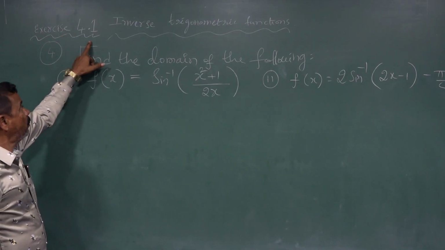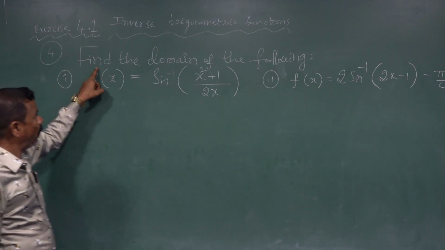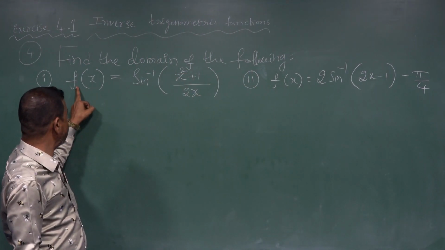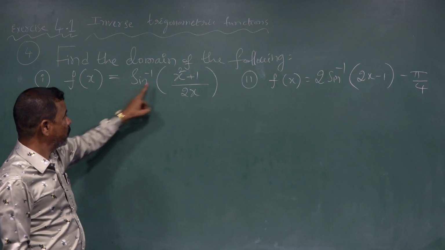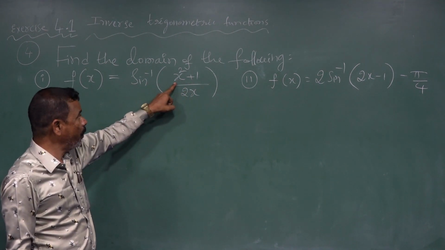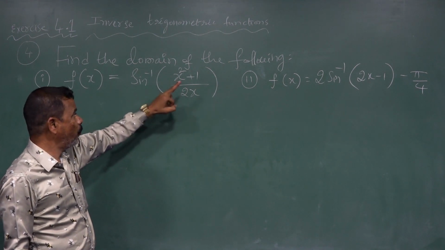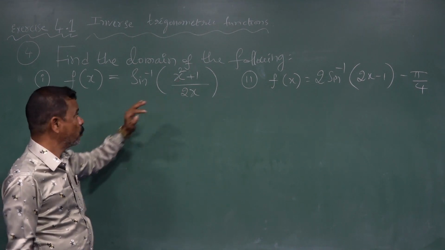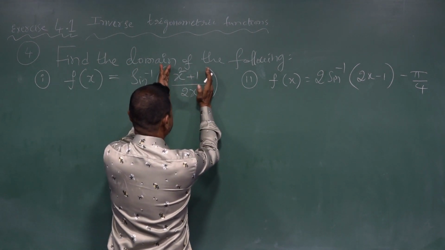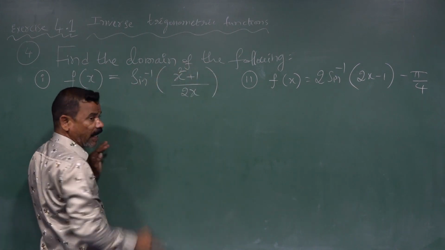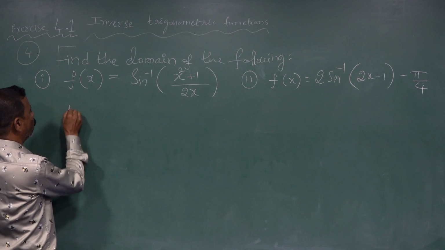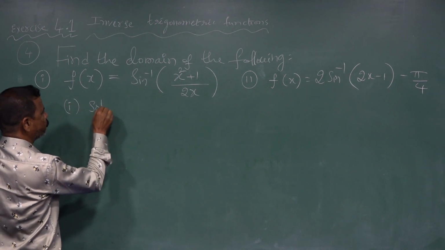Exercise 4.1, fourth problem. Find the domain of the following functions. So function f of x, first problem, sine inverse of (x square plus 1) by 2x. What is the domain asked here? Domain means x values. Since sine inverse function is given here, the value inside sine inverse ranges from minus 1 to plus 1. So, number 1, solution.